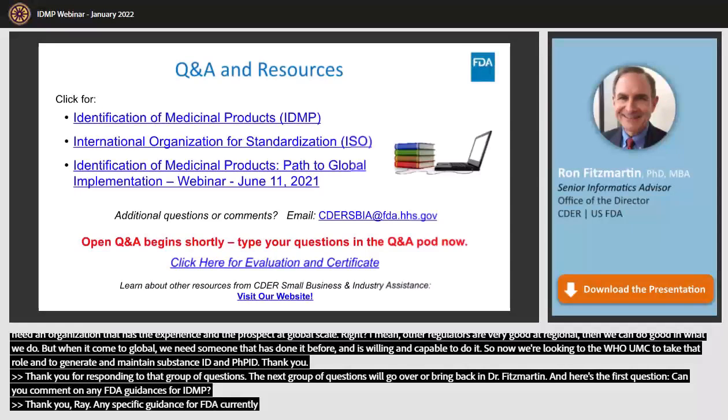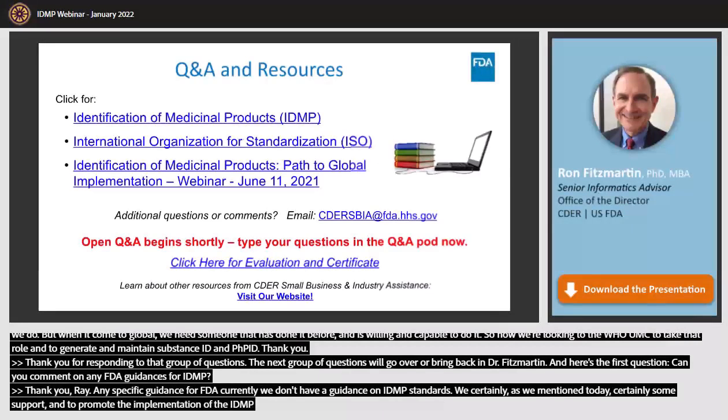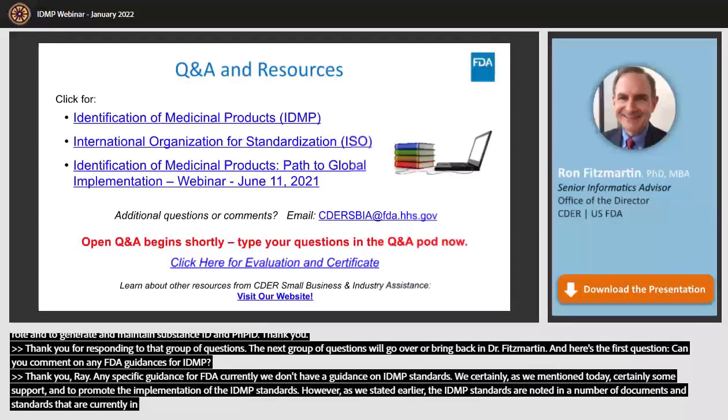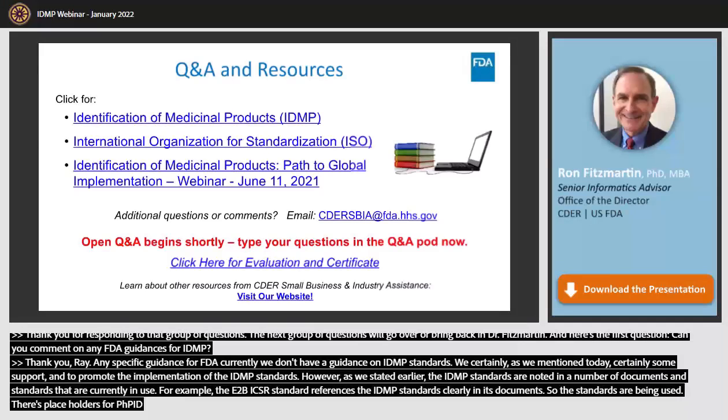Currently, we don't have a guidance on IDMP standards. We certainly, as we mentioned today, support and promote the implementation of the IDMP standards. However, as we stated earlier, the IDMP standards are noted in a number of documents and standards that are currently in use. For example, the E2B ICSR standard references the IDMP standards clearly in its documents. So the standards are being used. Certainly, there's placeholders for PHPID in the specifications, but we're not there yet, as we mentioned. But eventually we will be.